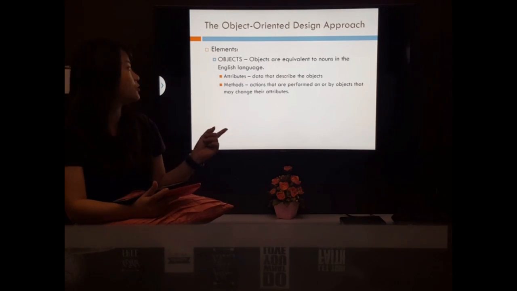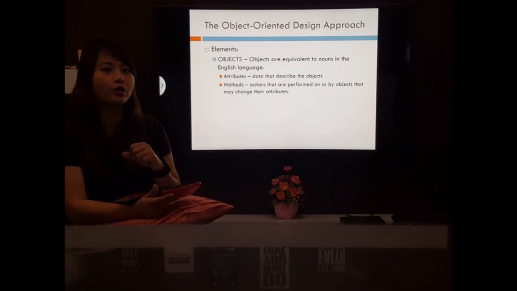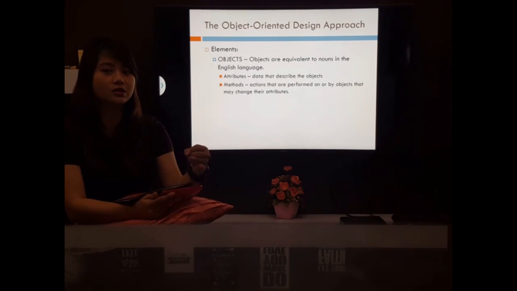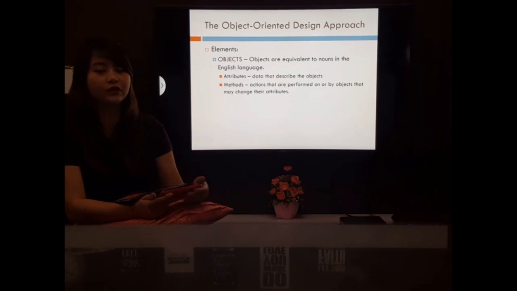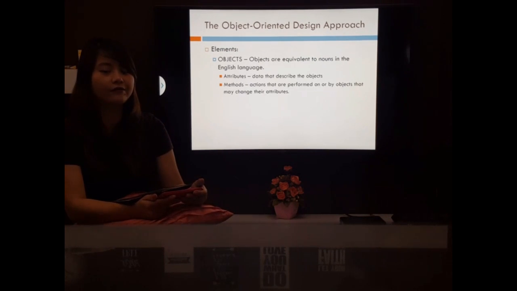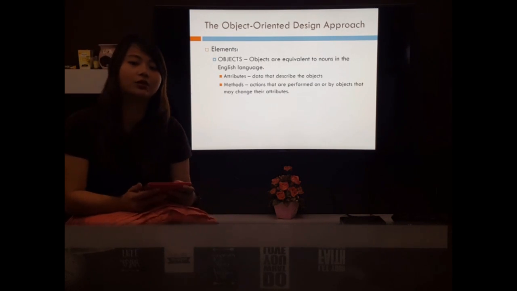So first we have the objects. Objects are equivalent to nouns in the English language. For example, we have customers, vendors, inventories, accounts, and other objects that are involved in the system. And these objects have two characteristics. They have the attributes and the methods. The attributes are the data that describe the objects, and the methods, these are the actions that are performed on or by objects that change their attributes.